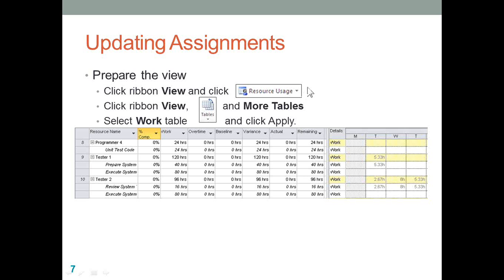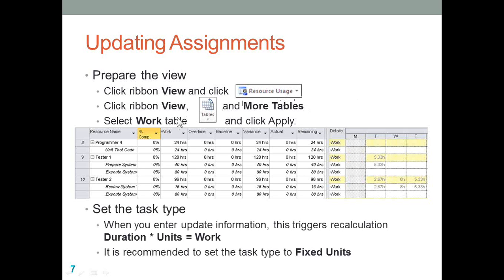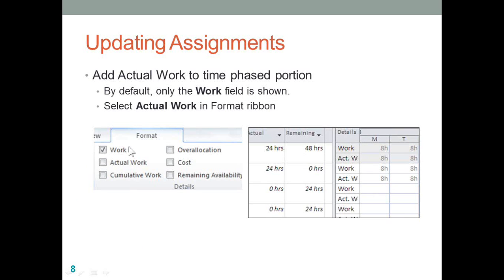So the option we have seen is you just need to change the view to the resource usage and change your tables to the work table. The next step, as I have already mentioned, is you need to have your task type set to fixed units so that whether you are doing an effort-based update or a duration-based update, it does not have any conflict. Then make sure you are adding your work and your actual work so that those are displayed as two different rows on your screen. The actual work represents the total effort you have spent on that day, whereas work generally represents the actual work plus the remaining work on that particular day.